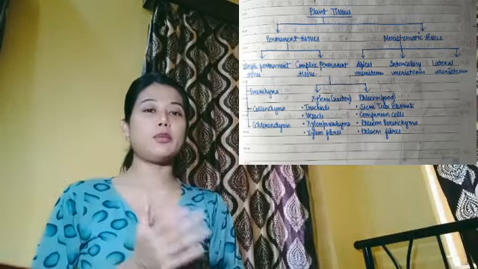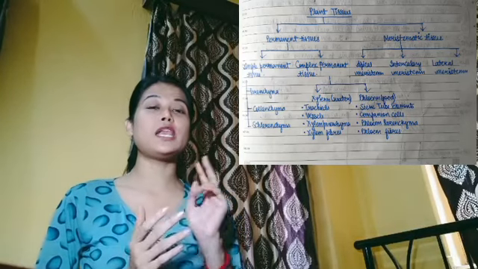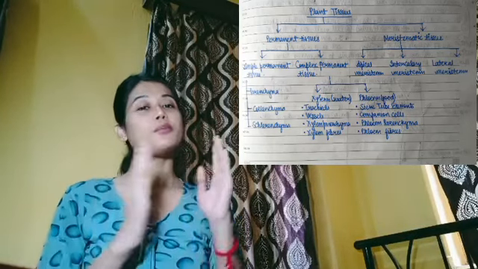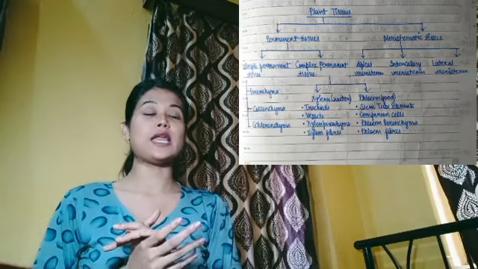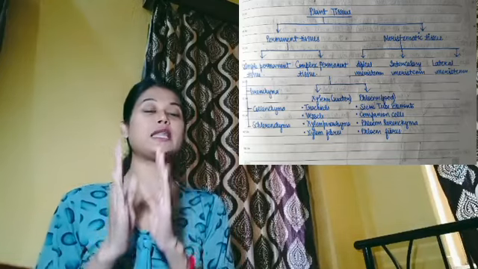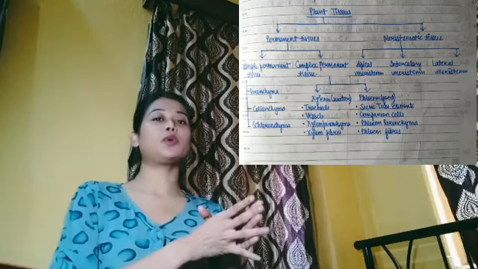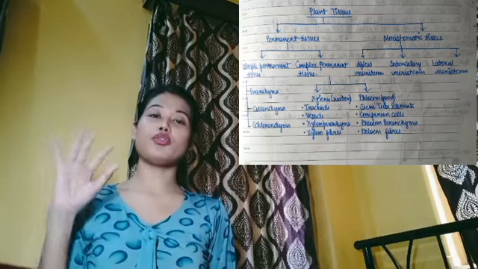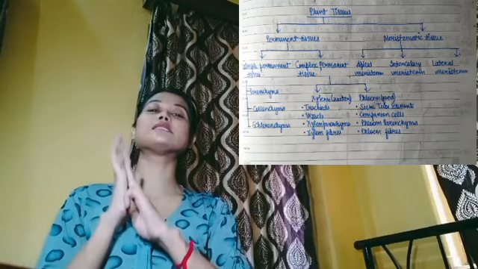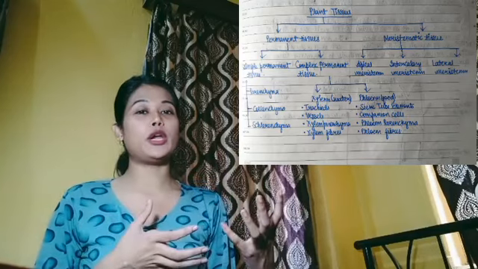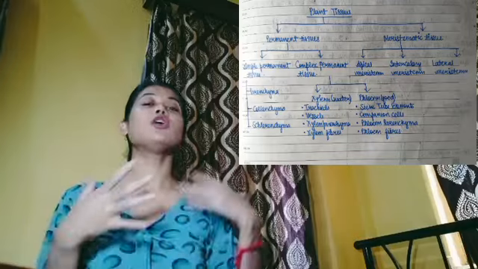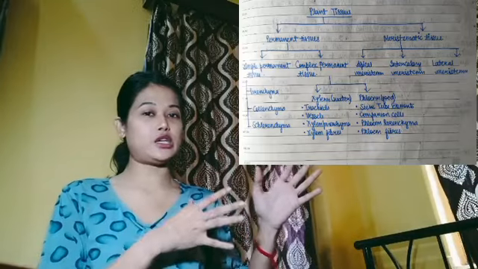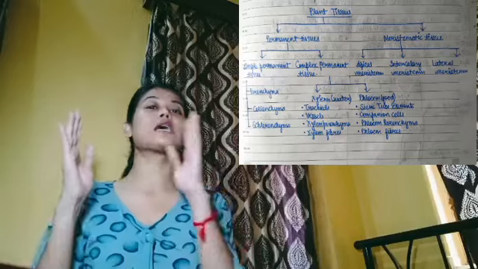In this flow chart you can see that plant tissues are mainly of two types, permanent tissue and meristematic tissue. Permanent tissues are again divided into two types: simple permanent tissue or complex permanent tissue. Simple permanent tissues can be of three types: parenchyma, collenchyma and sclerenchyma. Complex permanent tissues can be of two types: xylem and phloem. Now let's come to the meristematic tissue. Meristematic tissues can be of three types: apical meristem, intercalary meristem and lateral meristem. Now let's discuss all these types of tissue in detail.